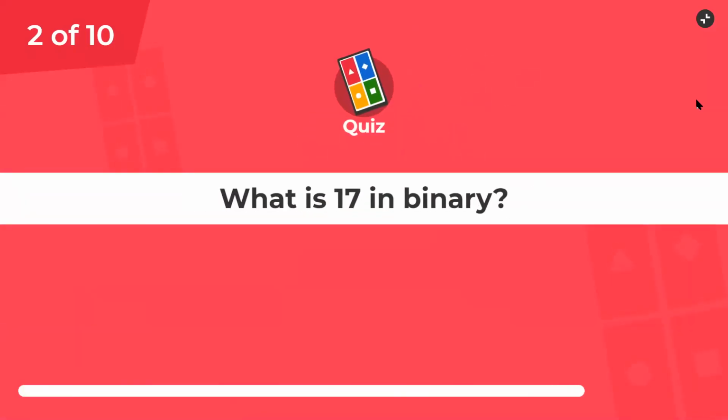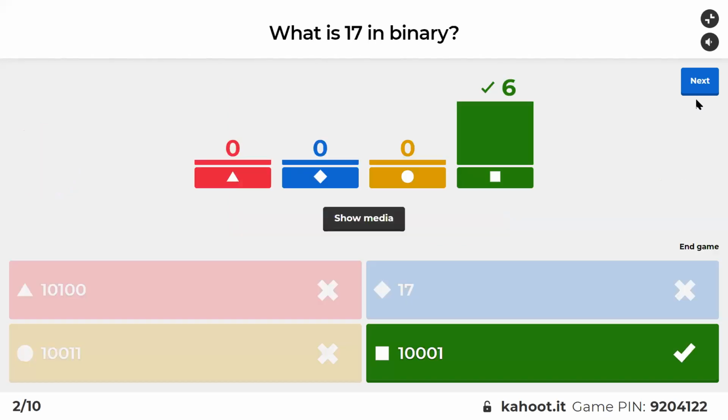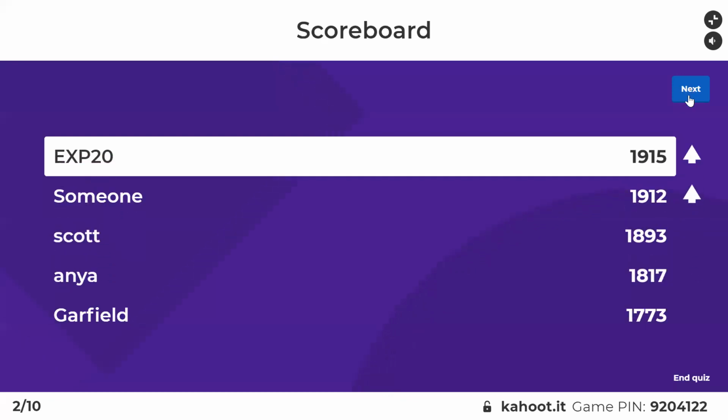What is 17 in binary? Okay, great. You guys all got this one correct. I don't know if you use my method or you use your own method, but you got it correct. Okay, looks like EXP20 has now risen to first place. Someone is second place. Scott is now third place. Anya, Garfield are fourth and fifth.